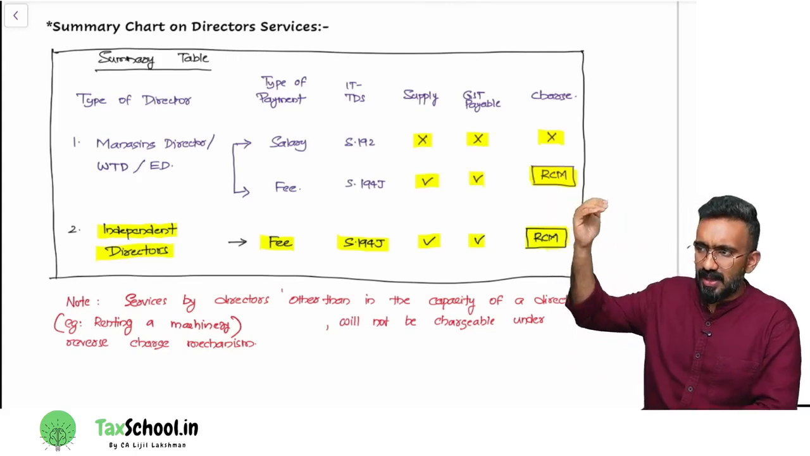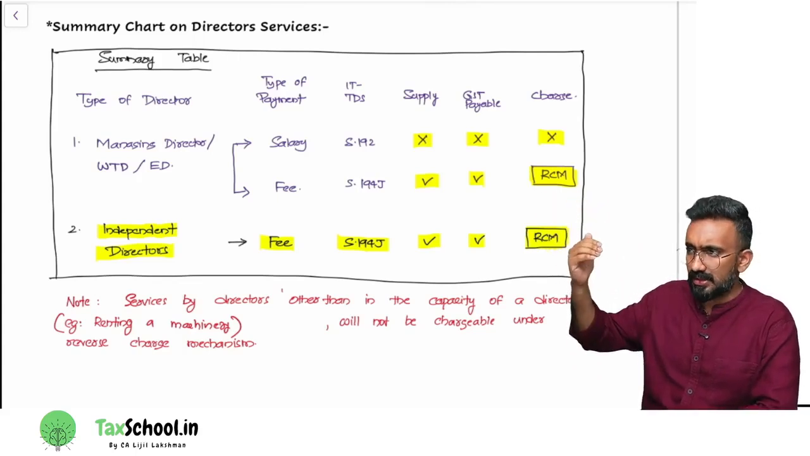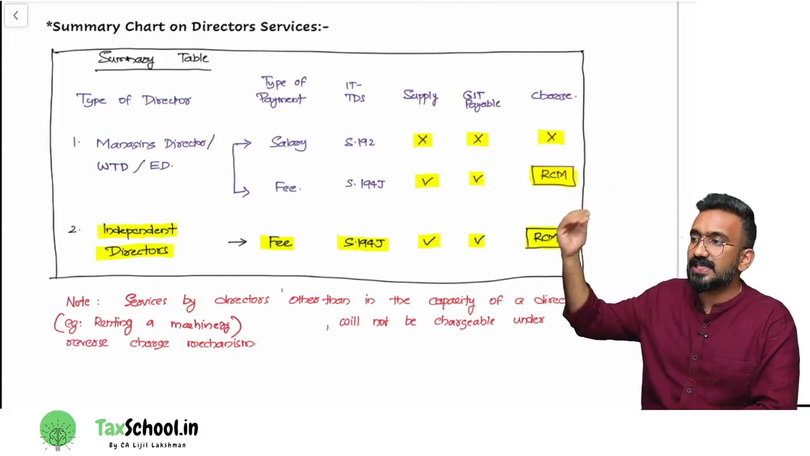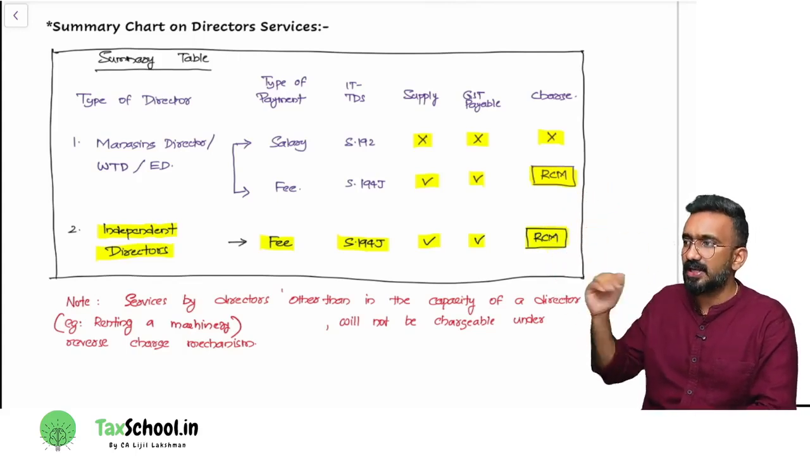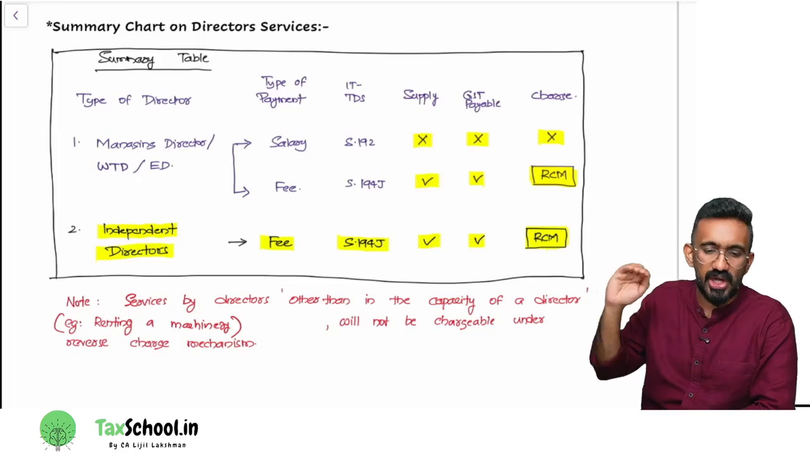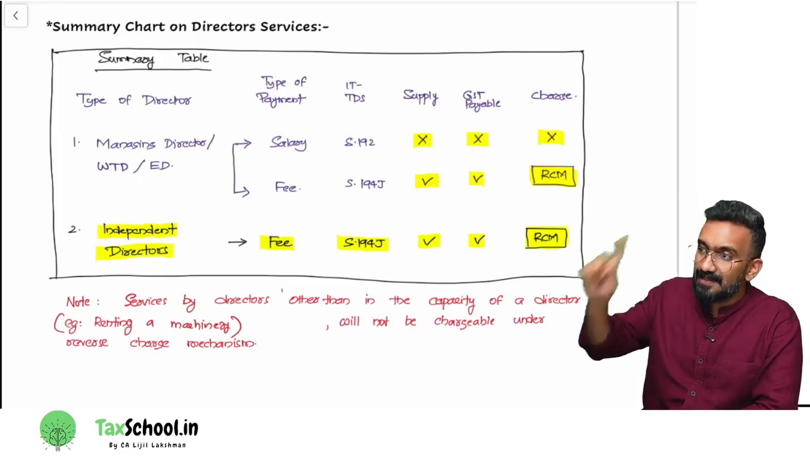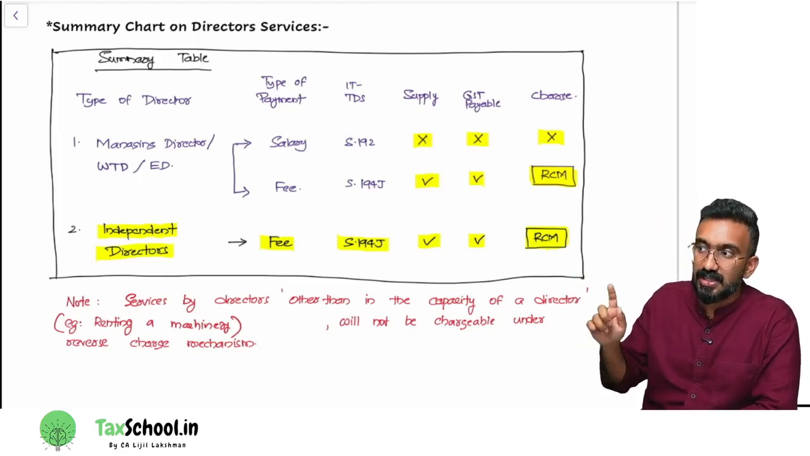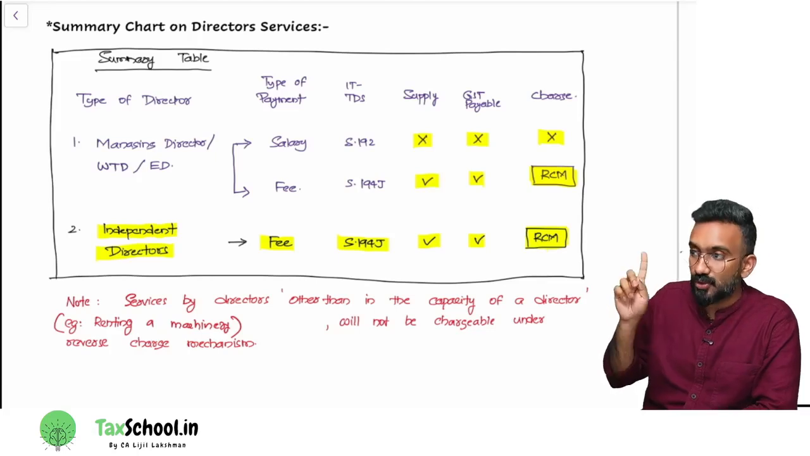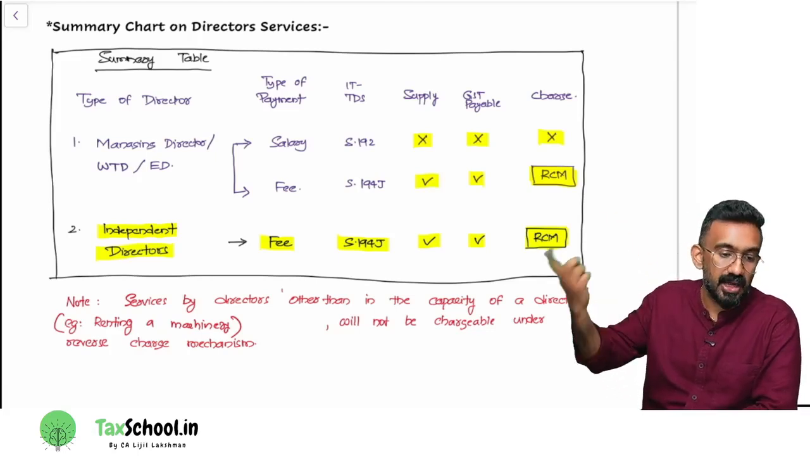So you can look at the chart that I have written like that. Type of director is managing director, whole-time director, executive director. If the payment is salary, the income tax TDS would be 192. It's not a supply. GST is not payable. There is no charge, because only after GST is payable should I discuss whether it's under FCM or RCM. If the same managing director is receiving a fee, the TDS would have been deducted under 194J, and it is a supply and GST is payable and it will be payable under RCM.